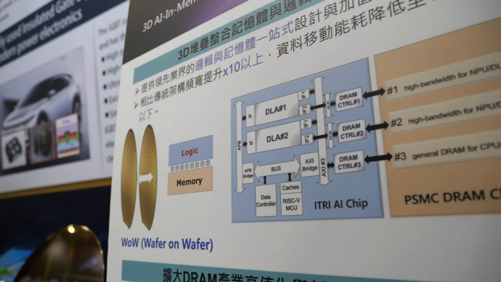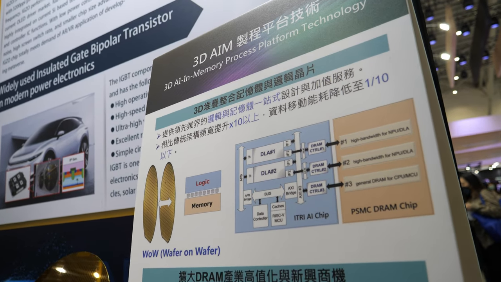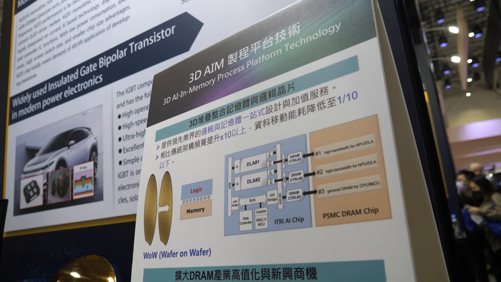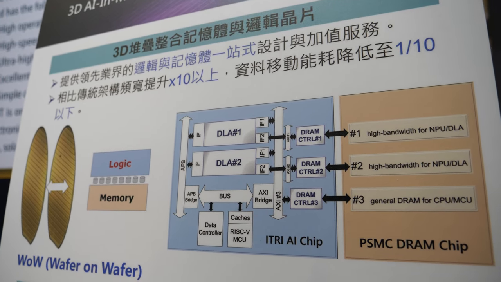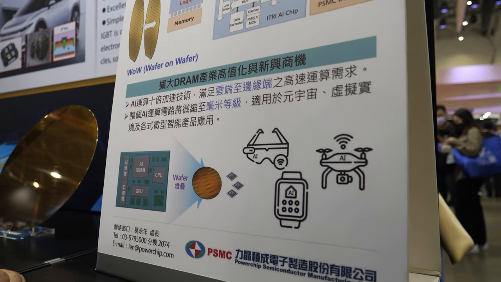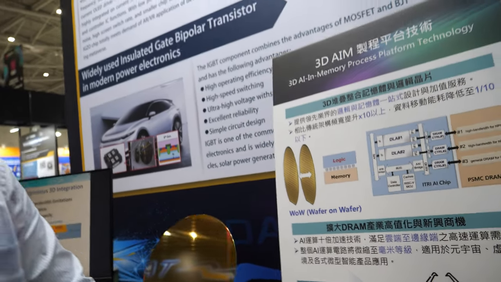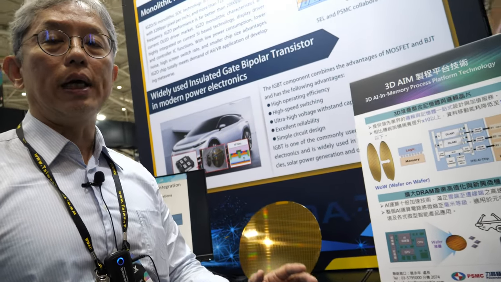Right now we also would like to introduce another new kind of specialized DRAM product that will provide very high bandwidth. That means that you can have a very high bandwidth to talk to your AI engine. So you can closely talk to your AI engine without any limitation, I mean, without any memory bottleneck here.